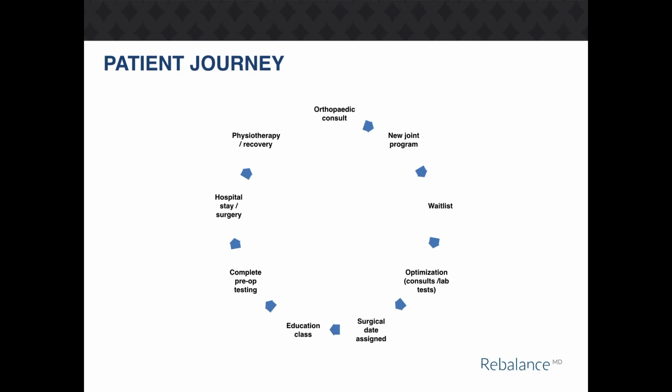The patient's journey will include 9 steps: an initial orthopedic consultation, referral to the new joint program, going on the surgical wait list, optimization to include medical and anesthetic consultations, including review of lab tests, assignment of a surgical date, an educational class, completing the preoperative testing, the surgical date and the hospital stay postoperatively, physiotherapy, and the recovery phase.